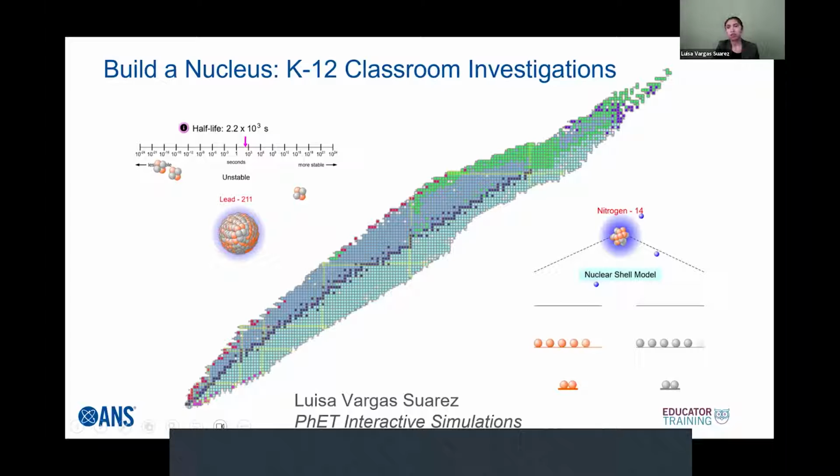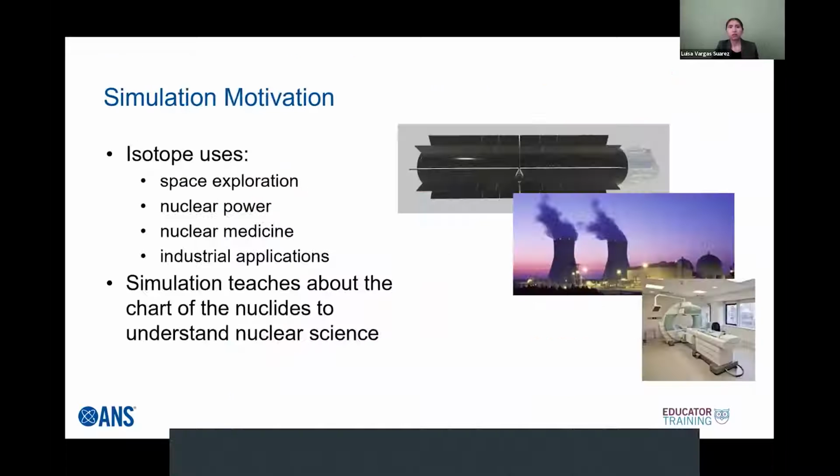So yeah, the chart of the nuclides is a table of all the isotopes in all the world. And because of this, it is essential to understand it and understand how these isotopes work. So these isotopes have various applications, and the aim of this simulation is to teach about the fundamentals of nuclear science and how these isotopes interact.